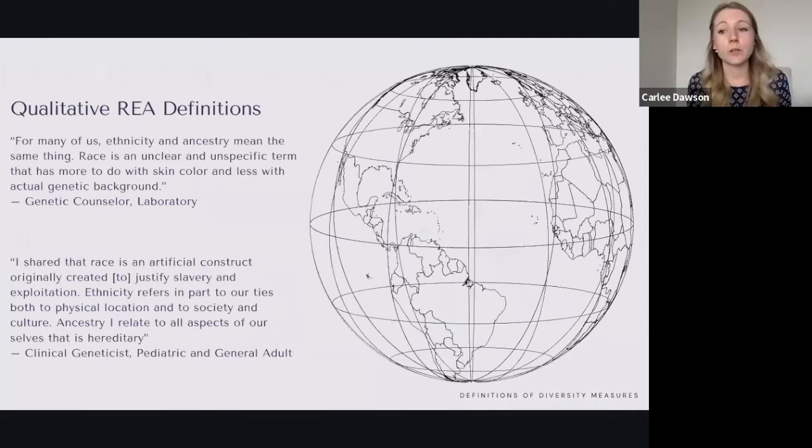Participants also provided their own justifications for how they had differentiated the three terms. For example, a laboratory genetic counselor shared, for many of us, ethnicity and ancestry mean the same thing. Race is an unclear and unspecific term that has more to do with skin color and less with actual genetic background. And then a pediatric and general adult clinical geneticist shared that race is an artificial construct originally created to justify slavery and exploitation. Ethnicity refers in part to our ties, both to physical location and to society and culture. Ancestry, I relate to all aspects of ourselves that are hereditary.